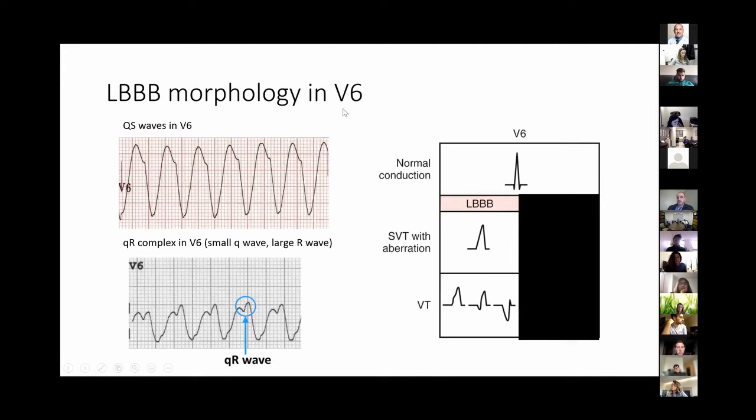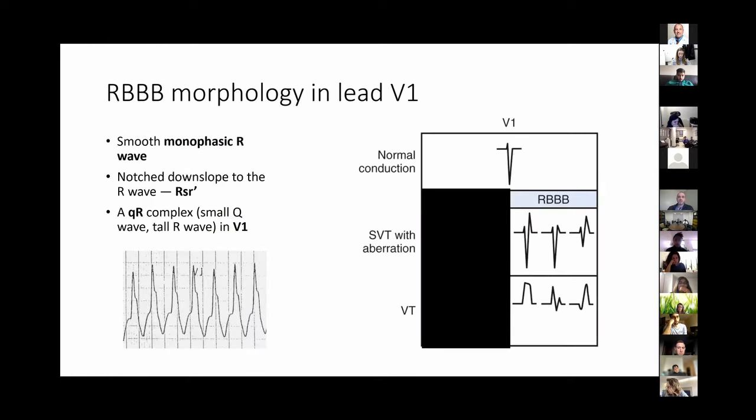And then if you go to V6, same situation, left bundle branch morphology. If you see the QS waves in V6, or you see a QR wave, that suggests more of VT. This is very hard to memorize, and it's really a matter of repetition. But again, it's just illustrated on the same concept that we talked about.